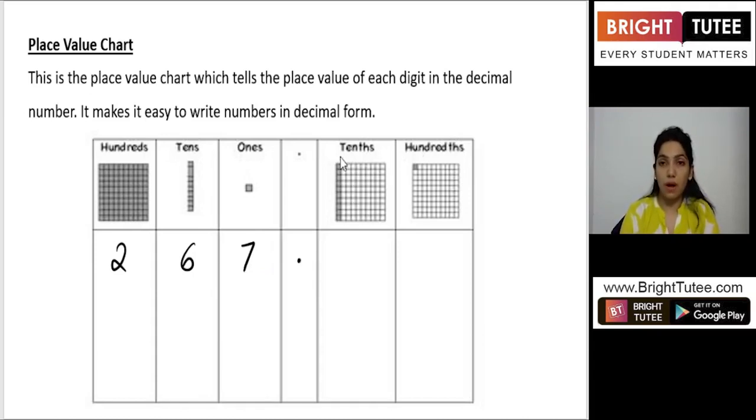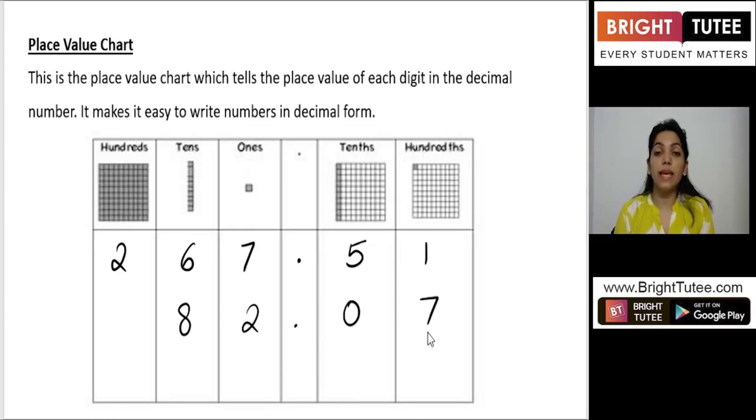In the tenths part, that is out of 100, 10 boxes are shaded. So I'll just write say 5 here. And here it is written hundredths. Do you see the image? It shows out of 100, 1 box is shaded. So let me just write a number, say 1 here. So what is my number? The number is 267.51.